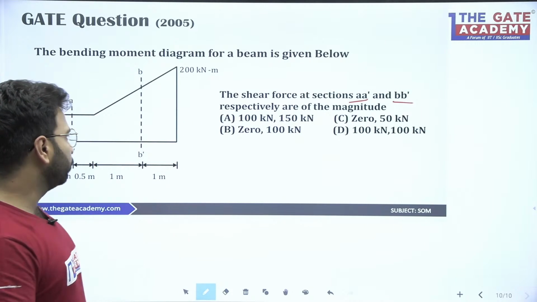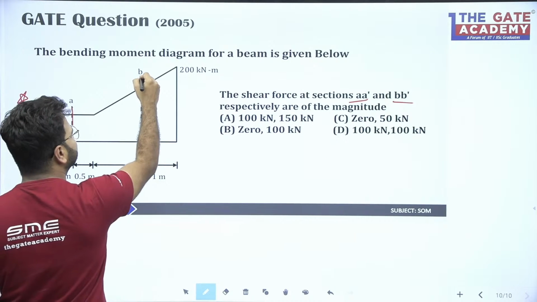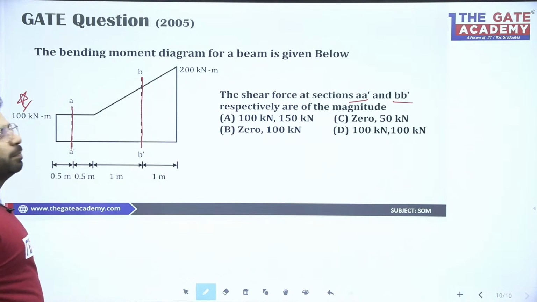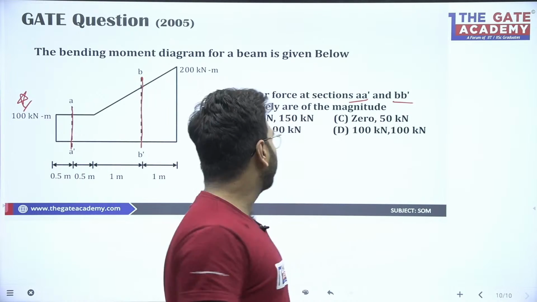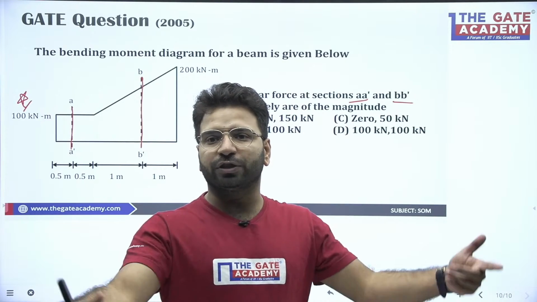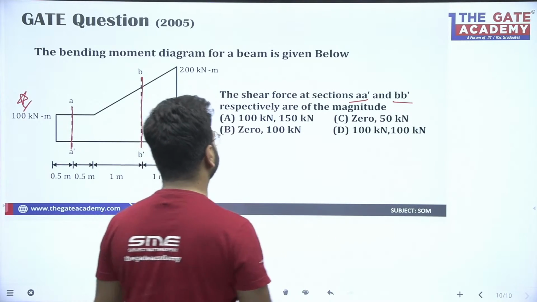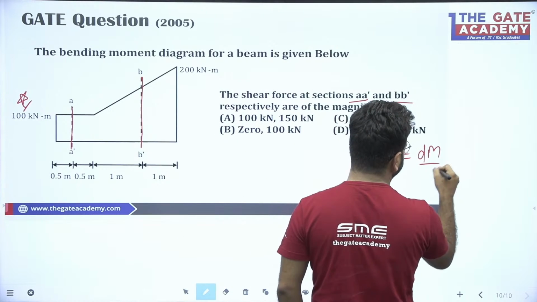So the question is asking, at section AA dash, this is my section AA dash, and this is my section BB dash, what will be the shear force and what will be the bending moment? So you can see bending moment is given to you and the question is asking you shear force. Again you know the relationship, very good Mayank. V is equal to dM by dx.